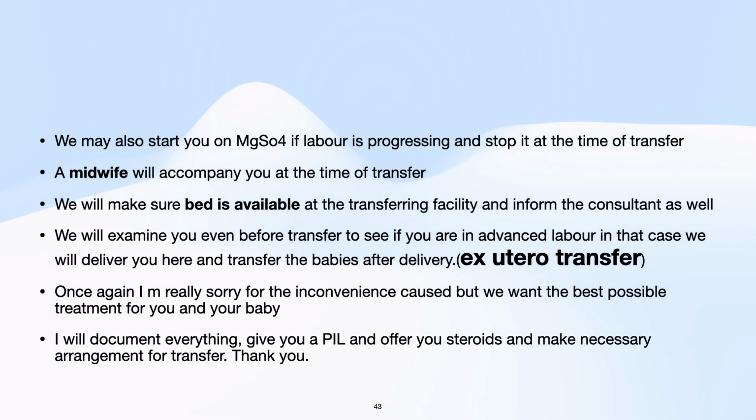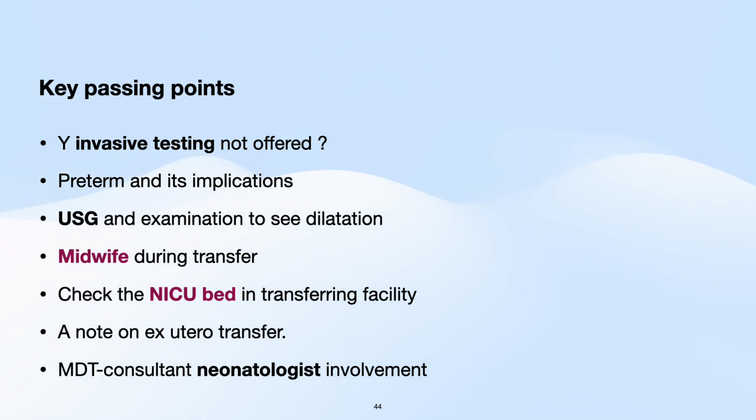So here you need to talk about preterm. Why is there preterm pain? Don't forget to tell about USG to look for the cervical dilatation as she's 30 weeks. Now talk about in utero transfer, a note about ex utero transfer, and then regarding the medications which you are going to offer her. You can even talk about prophylactic antibiotics. You can say that we might offer you prophylactic antibiotics if you are going into labor. So these are the key things which you need to remember.